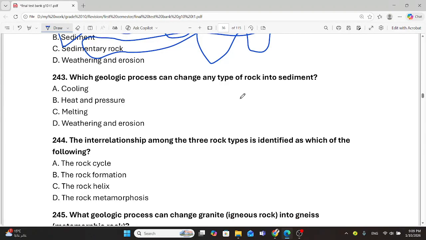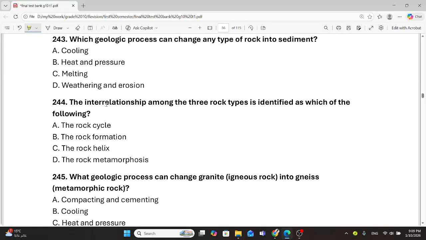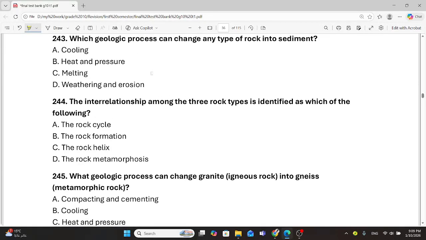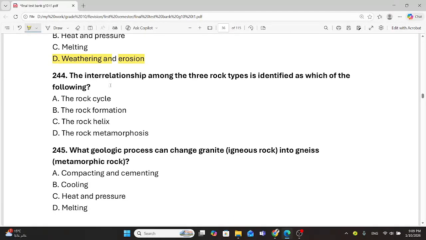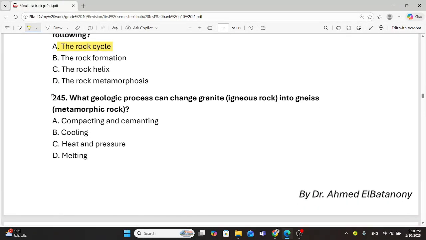Which geological process can change any type of rock into sediment? Weathering and erosion. The interrelationship among the three rock types is identified as which of the following? The rock cycle. What geological process can change granite, an igneous rock, into gneiss, which is a metamorphic rock? Of course, heat and pressure.